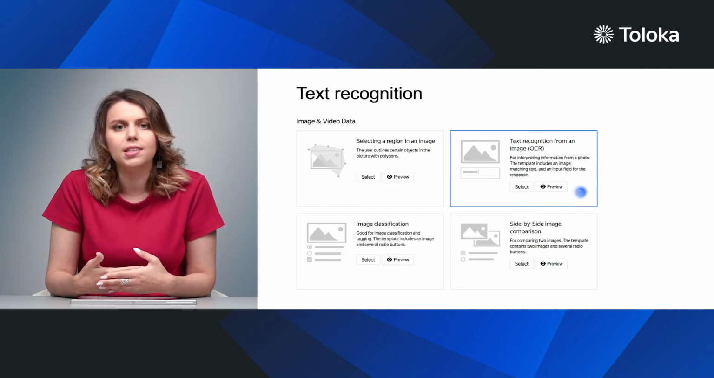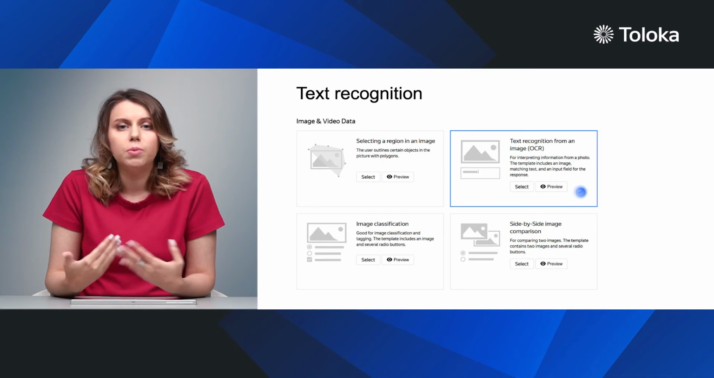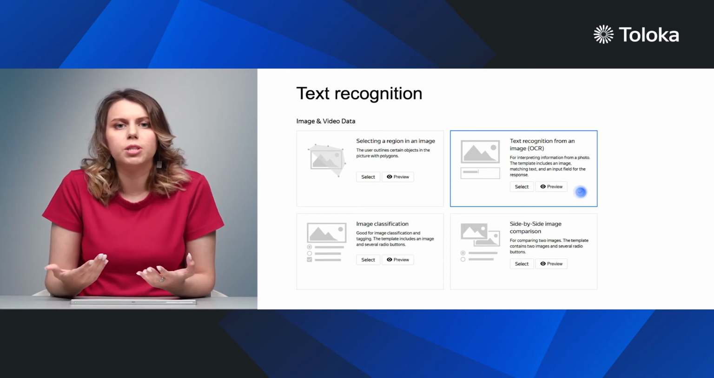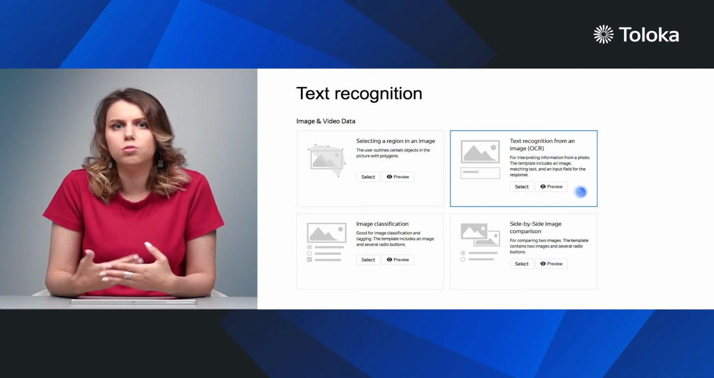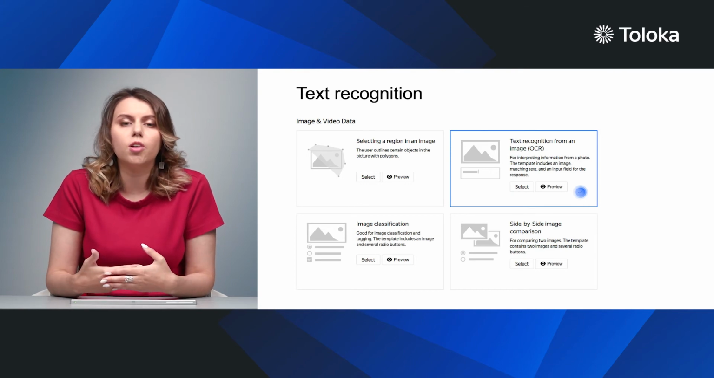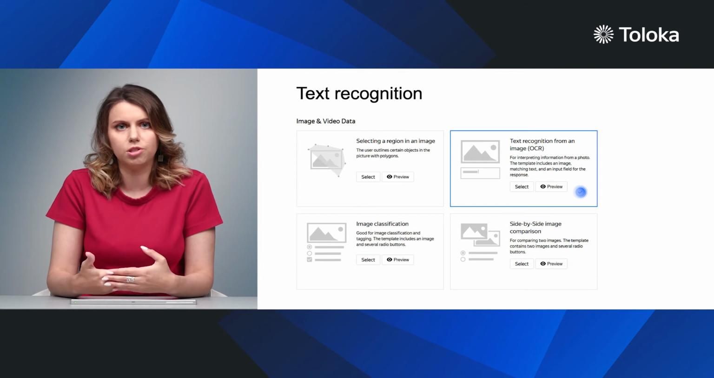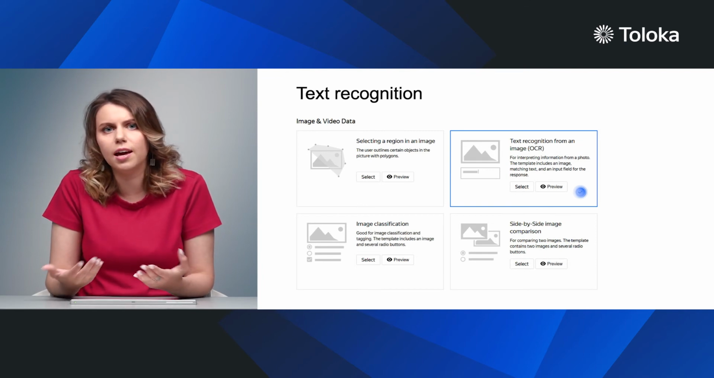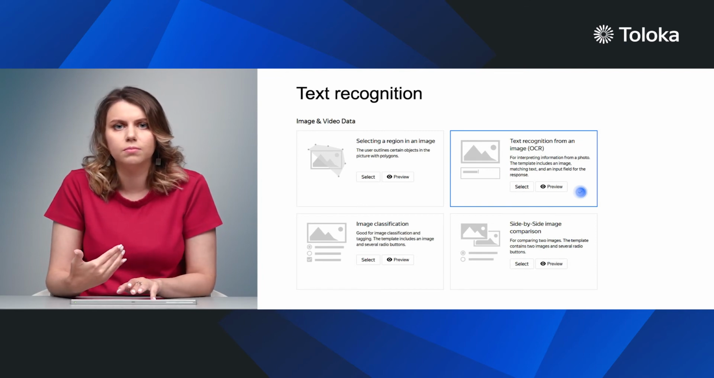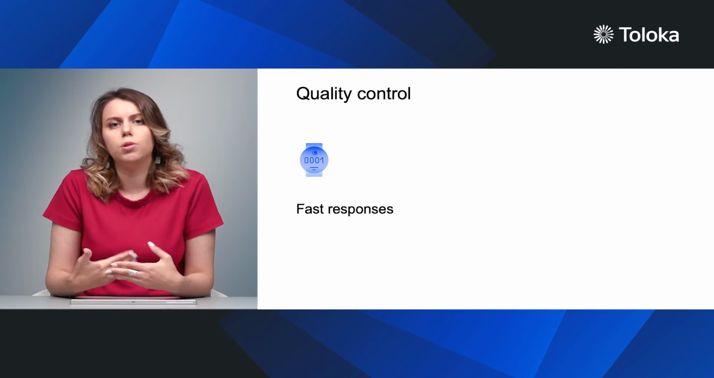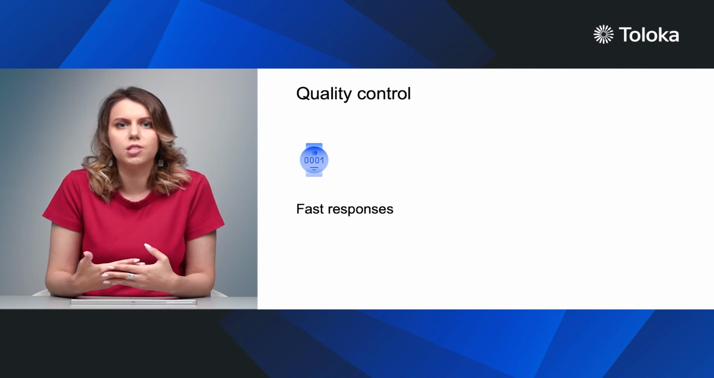And finally, text recognition. We have the text recognition from an image template, which can be used right away. This is a very common task for Toloka, allowing us to use reliable quality control techniques, such as golden set and majority voting.